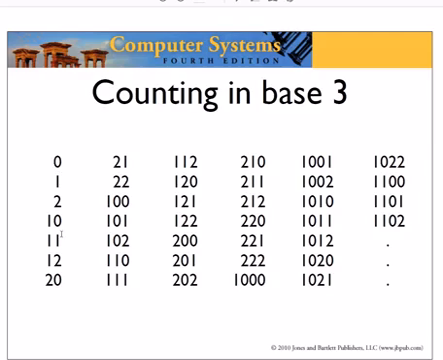1, 0 in front. This is like 99, add 1 becomes 100. 101, 102, add 1 to 102, it becomes 110. Why? Because when I add 1, 2, this is like 0, 2. 0, 2, add 1 becomes 1, 0.